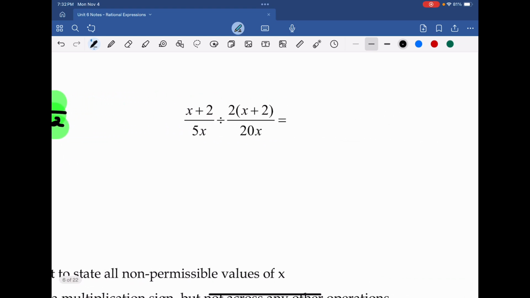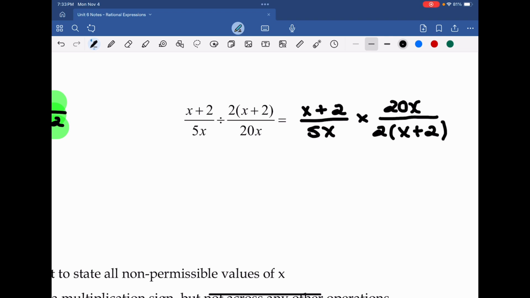Okay, we move on to our next example. Again, we're going to want to do the reciprocal rule where we flip this from division to multiplication. So I'm going to do the following. This is going to be x plus 2 divided by the 5x that was there. This is now multiplied by 20x in the numerator divided by the 2 times x plus 2 in the denominator.